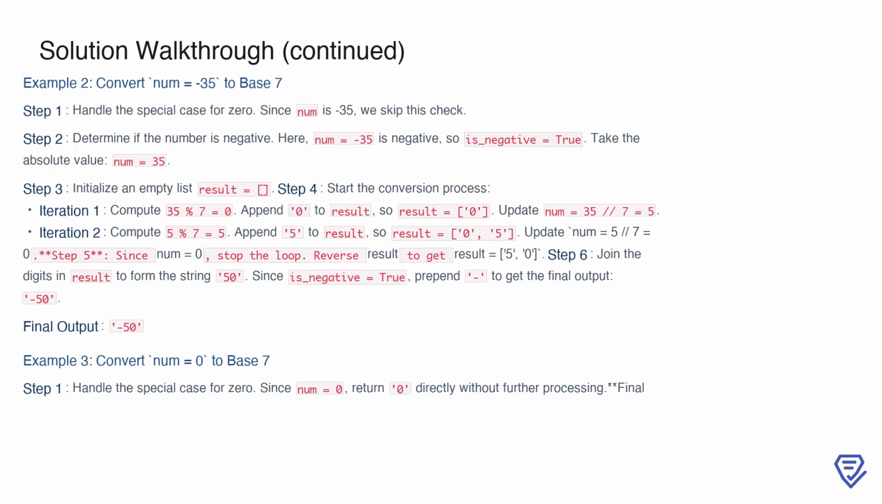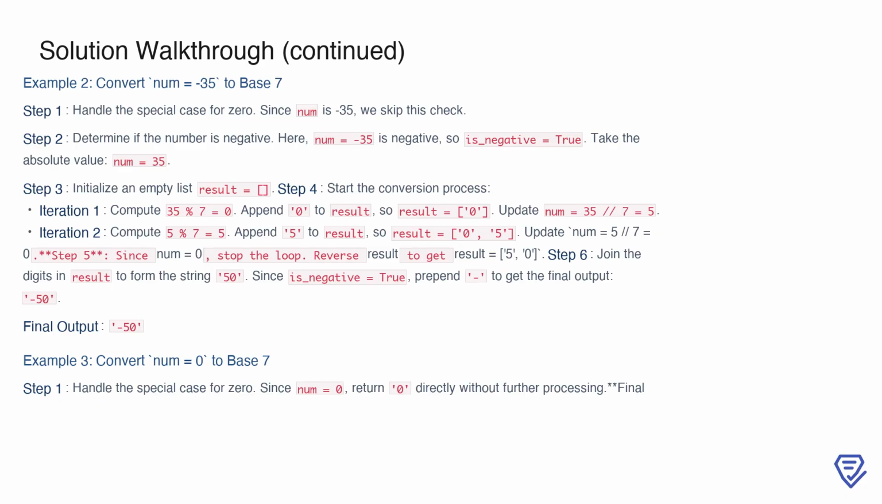Now, we begin the conversion process. In the first iteration, we calculate 35 mod 7, which equals 0. We append 0 to the result list, making it 0, and then perform integer division. 35 divided by 7 gives 5, which becomes the new value of number.